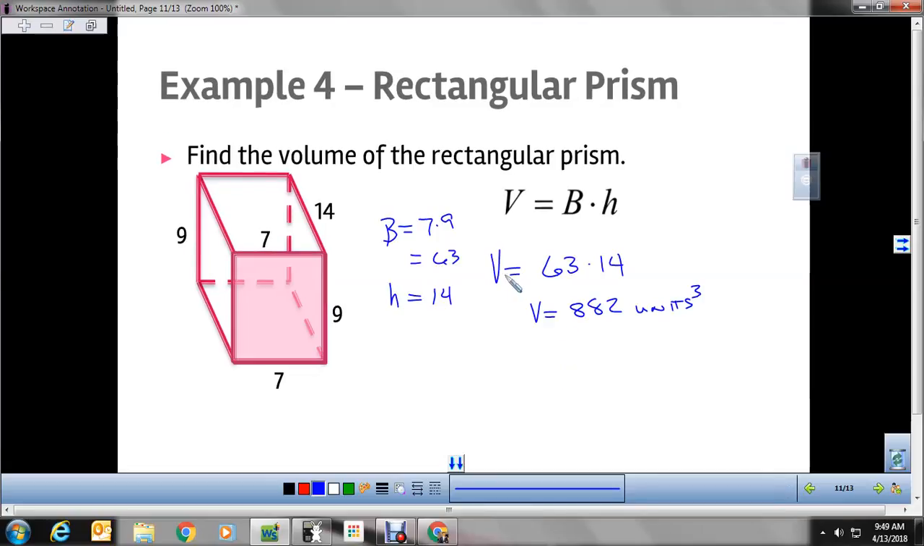All right, so let's see how you did. To find the area of the base, it's a rectangular prism, so we're going to have a rectangular base. So we take 7 times 9, 63, and the height, the distance between the front and the back, would be 14, so that's the height of our prism. 63 times 14 is 882, and that's units cubed.